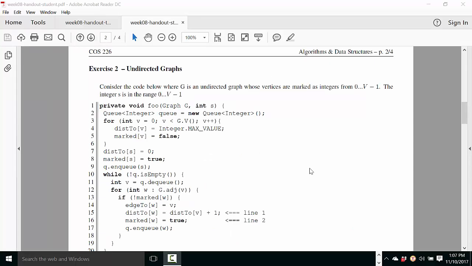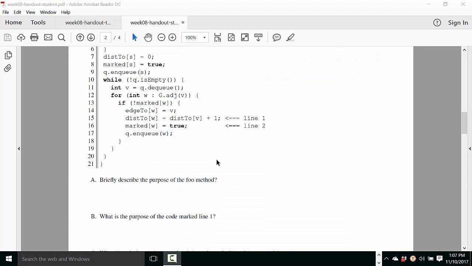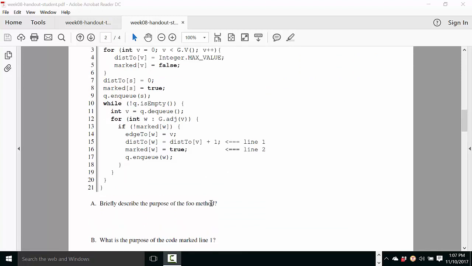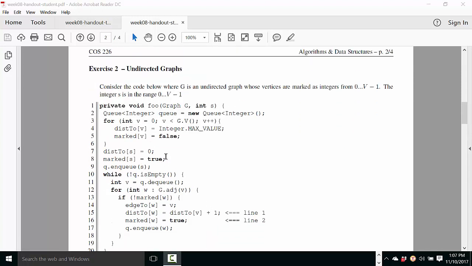All right. So let's have a discussion about question number 2. In question number 2, we are given this piece of code on undirected graphs. So this is an undirected graph. And the first question is, what is the purpose of this method? So let's just go over the code a little bit. In the foo method, you have a graph given and a source vertex given.